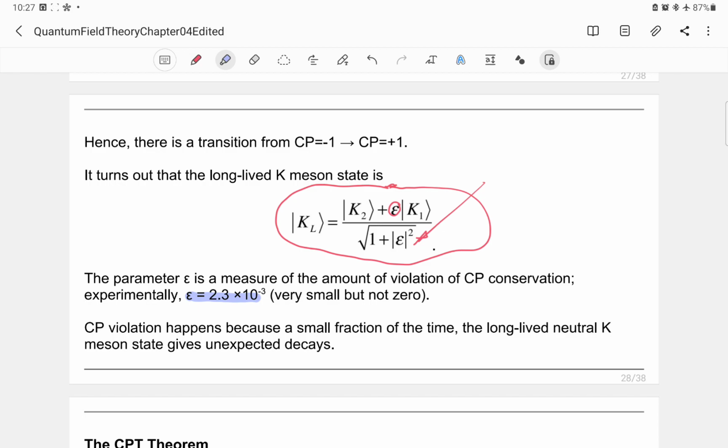So the CP violation happens, but that violation is very small, and so CP is supposed to be conserved, but it happens. The violation happens at a small fraction of time. That's what you call CP violation in weak decay.